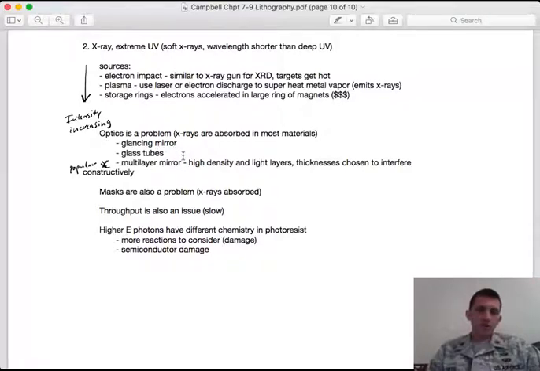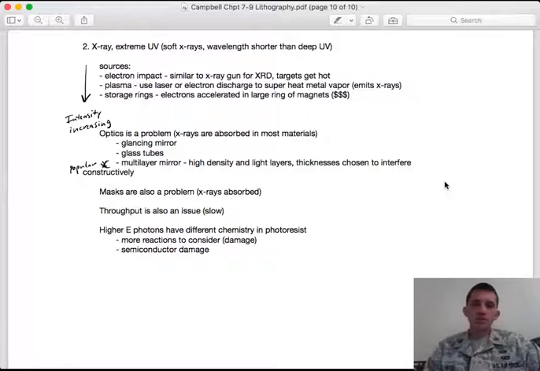You can make an X-ray mirror out of a metal mirror surface at a high enough angle, which will be reflective of the X-rays. You can have glass capillary tubes that kind of act like X-ray waveguides and will redirect the X-rays. Or, and this is probably a more popular approach, you have a multi-layer mirror where you have alternating materials of high and low index, and the thicknesses are chosen to create constructive interference in a certain direction for a certain wavelength. It's kind of like a Bragg reflector.